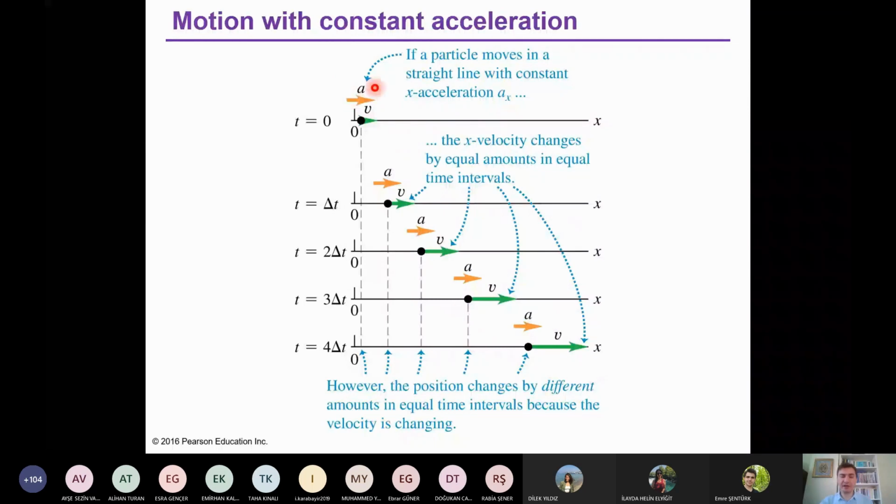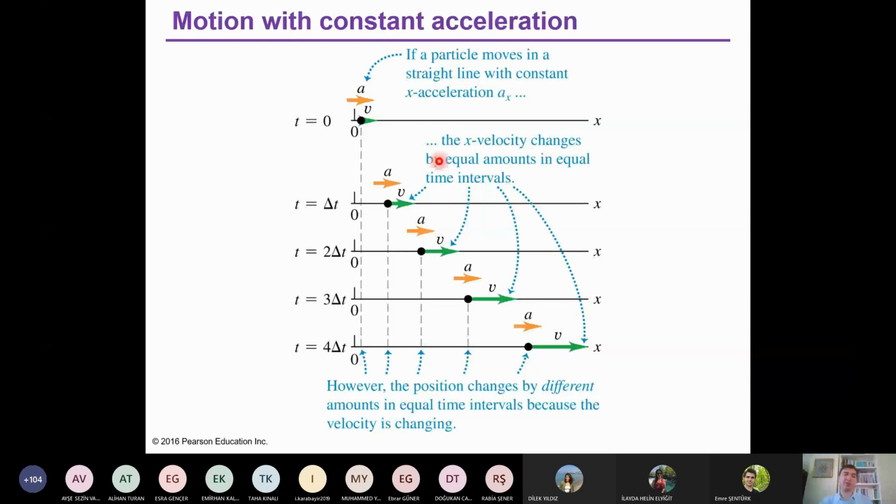So here, since we have constant acceleration, after a certain time, after delta t, the velocity will be increased, okay? And this is the displacement x during delta t. And during the same delta t, after this one, the velocity is increased again. But what do you see here? The velocity changes by equal amounts in equal time intervals. So within each delta t, the velocity changes by equal amounts.